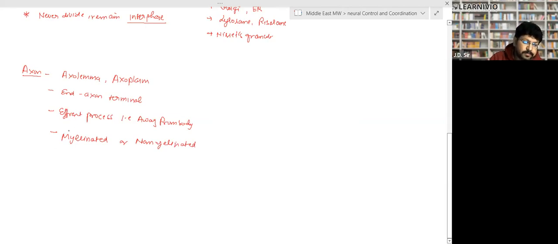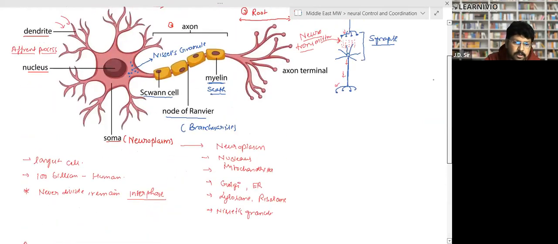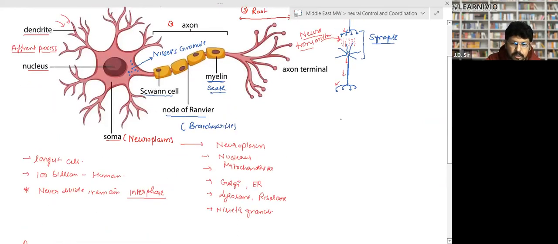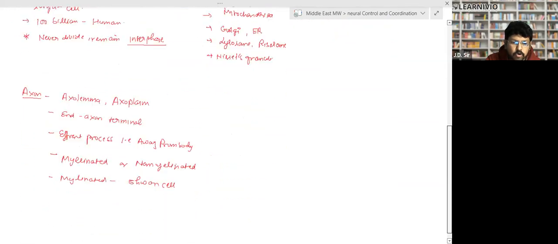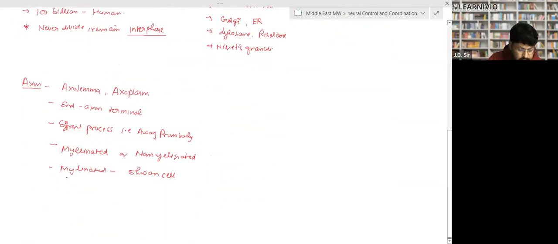Myelinated axons always have Schwann cells. We have discussed this. You can see over here, this myelin sheath is made up of Schwann cells. Myelinated neurons always have Schwann cells which form the myelin sheath around it.